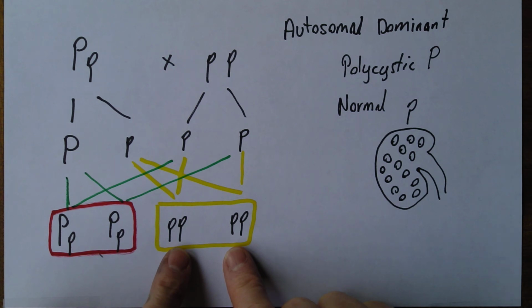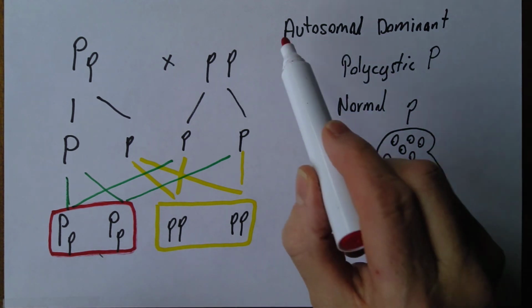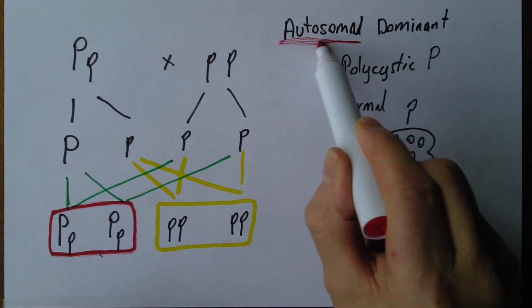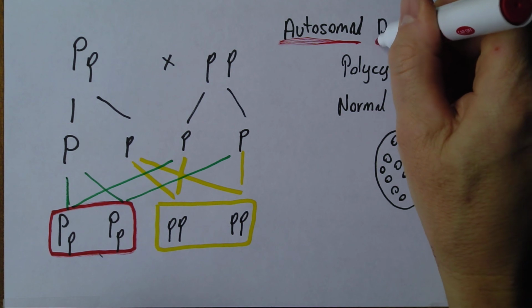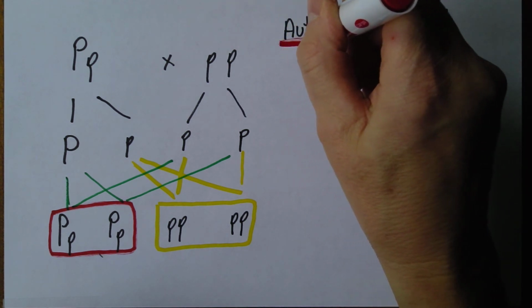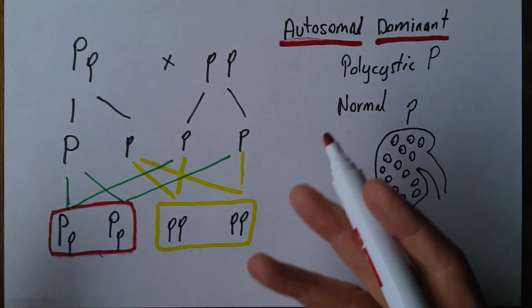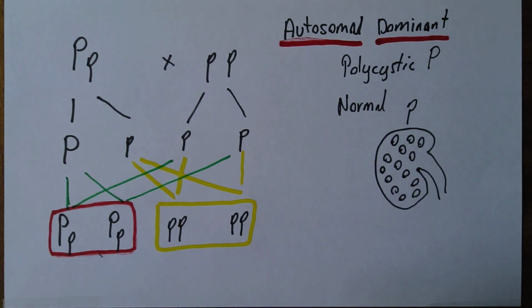And it's the same with all autosomal dominant conditions. There's a 50% chance that any of the children will be affected by the disease process. So it would be just the same if it was Huntington's chorea, for example, which is also autosomal dominant, a 50-50 chance. So autosomal dominant, 50% chance of any one child being affected.